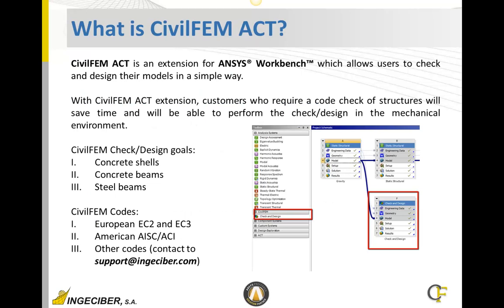Well, what is the CivilFEM ACT extension? This is the extension which allows users to check and design their models. With this extension, customers who require a code check of a structure will save time and will be able to perform the check and design in the Mechanical ANSYS environment. Our CivilFEM check and design goals are for concrete shells, concrete beams, and steel beams. The codes that have already been implemented are the European Eurocode 2 and Eurocode 3 for steel structures, and American concrete and steel codes. If anyone is interested in other codes from any country, please contact support at ingeciber.com to explain your requirements, and we will see what we can do for you.